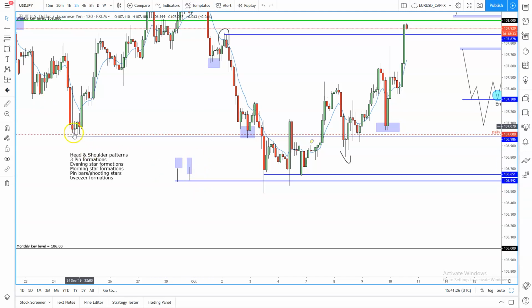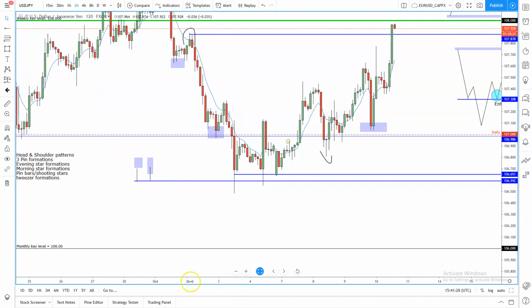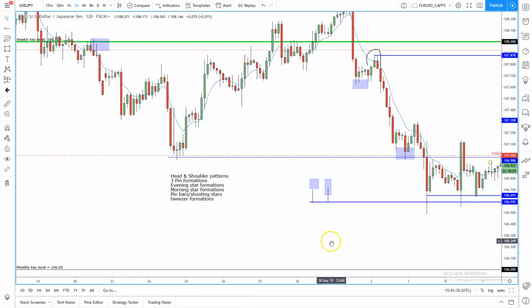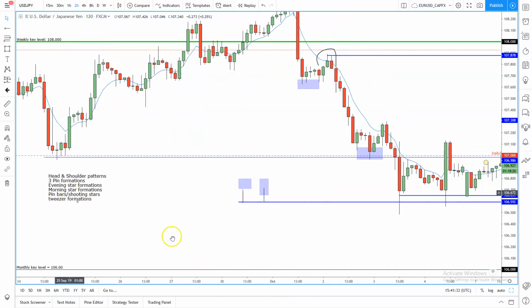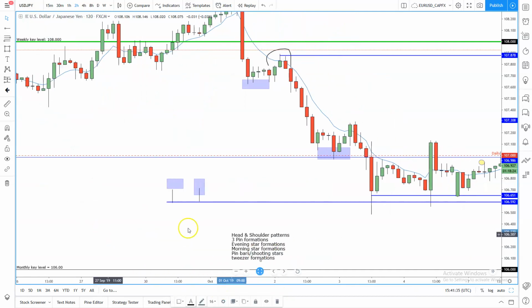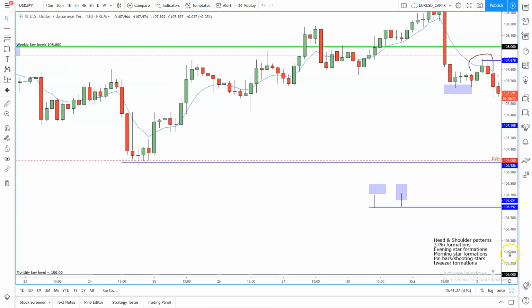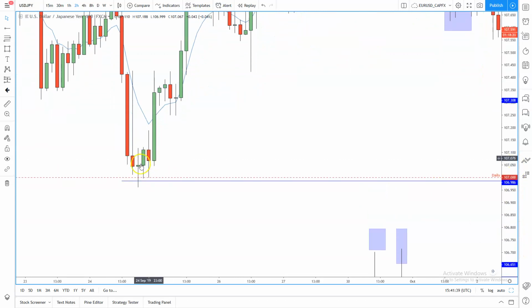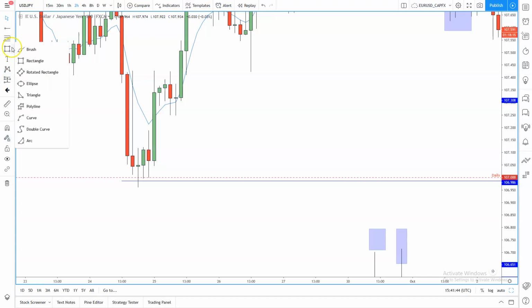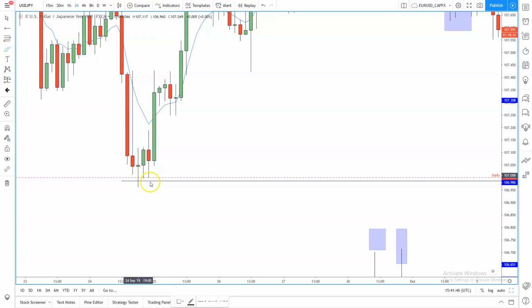Alright, so let's just go through the charts and see if we can find any tweezer formations. There's one here that I've identified, a tweezer bottom. Let's move this here. I identified a tweezer formation here. You can see these two here, 1, 2. You can see the wicks have almost equal size. And then look what happened to price after that. Massive reversal.